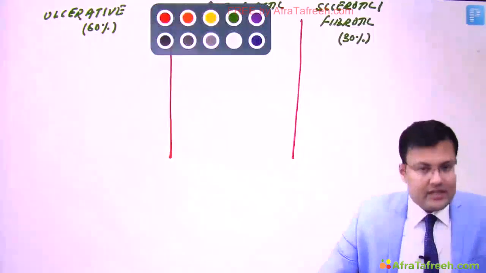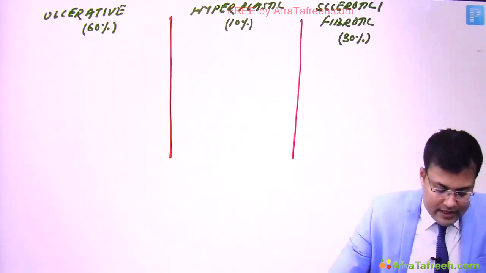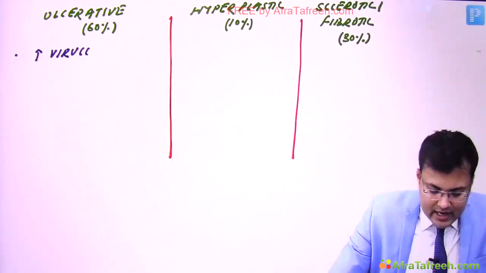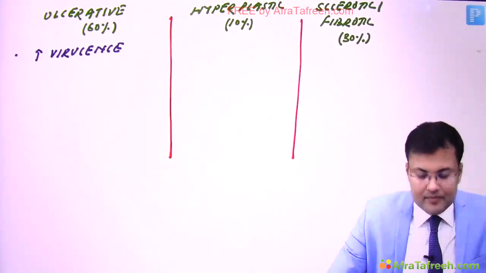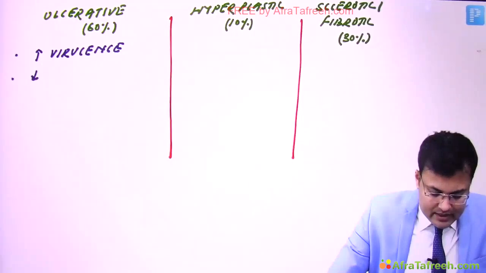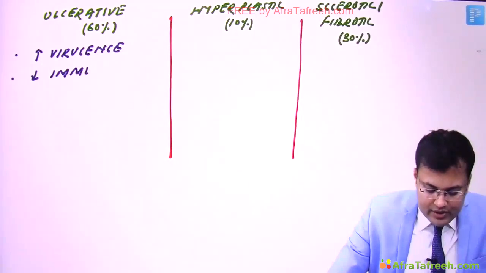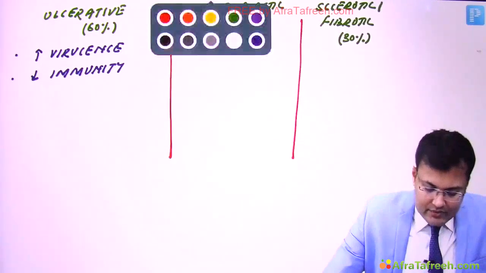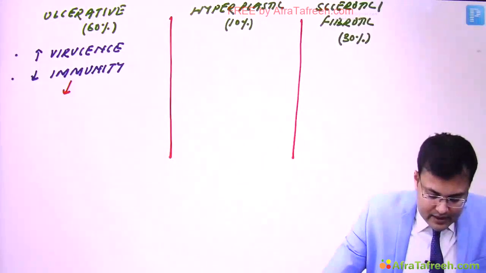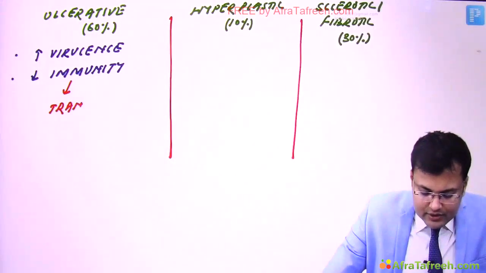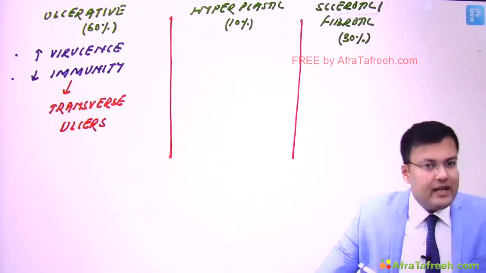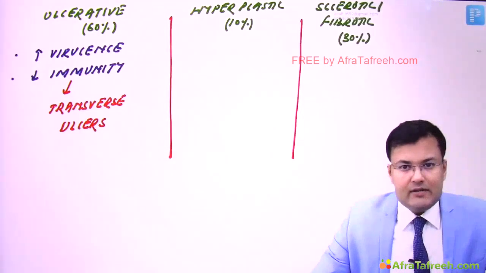Now, in which patients is this ulcerative variety seen? Whenever the virulence of organism is high. So there is high virulence of organism and there is decreased immunity. So immunity is compromised and the virulence is high. In these patients, there is formation of which kind of ulcer? Formation of transverse ulcers in ileum. Clear? So since there is formation of transverse ulcers in ileum, this is ulcerative variety.